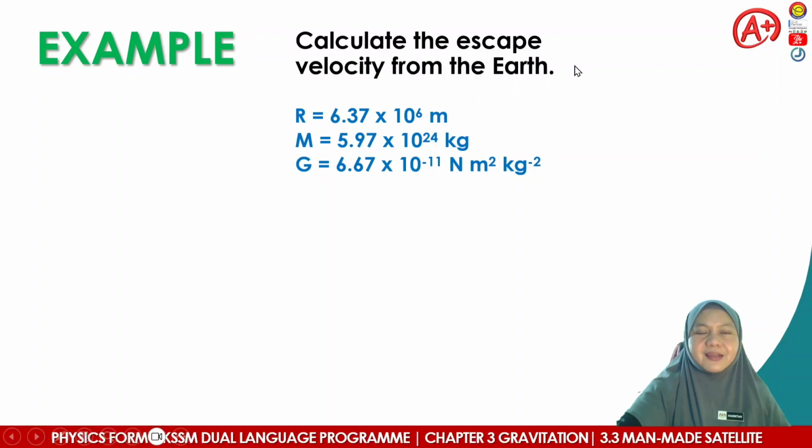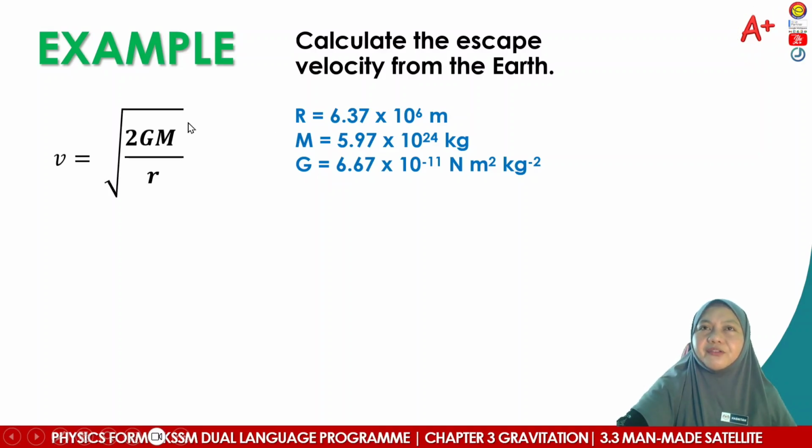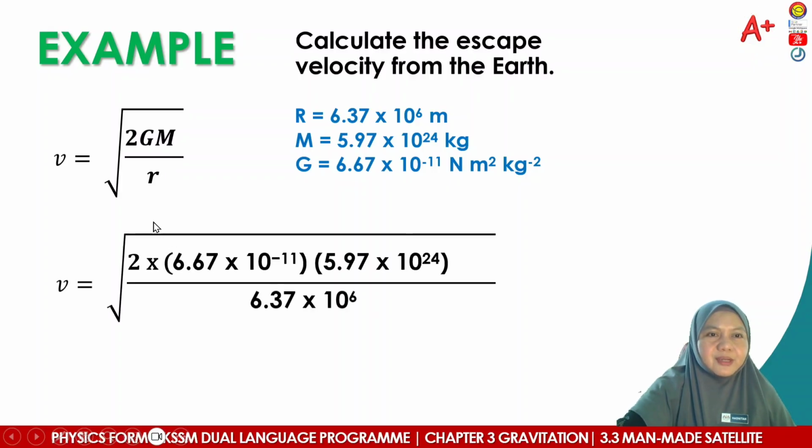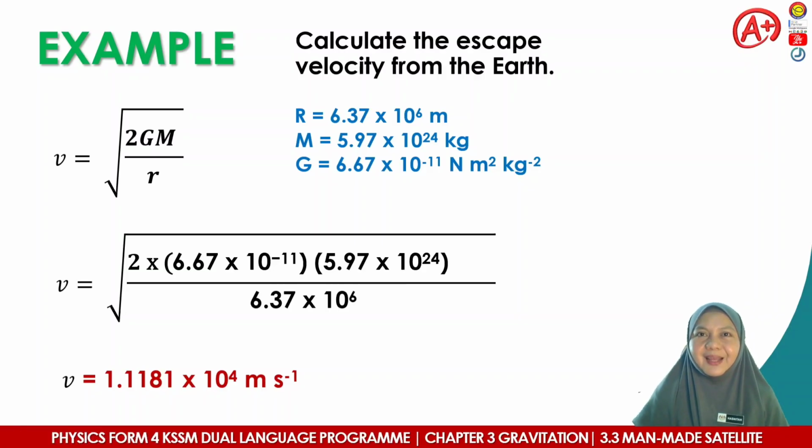For the first example, you are given this information. This is the Earth radius, the Earth mass, and this is the gravitational constant. So how do we find the escape velocity from the Earth, students? This is the formula. Then we do the substitution: this is G, M the mass of Earth, and this is the Earth radius. So the answer is 11,181 meters per second, or in standard notation, 1.1181 times 10 to the power of 4 meters per second.